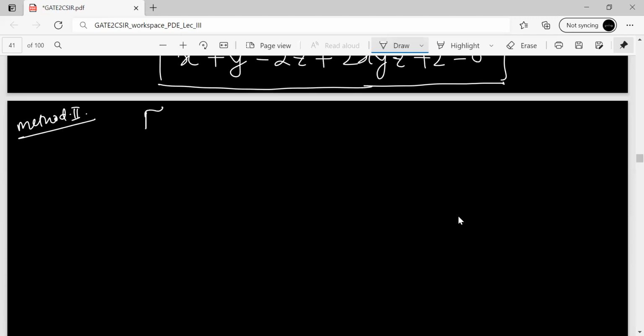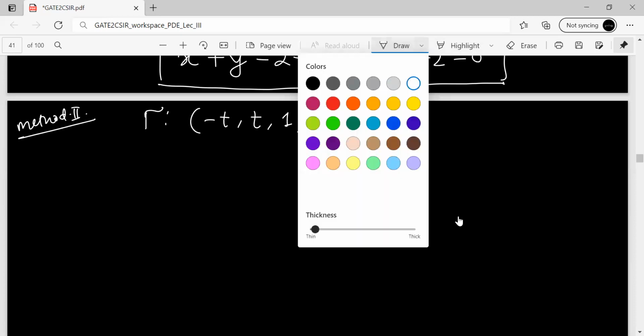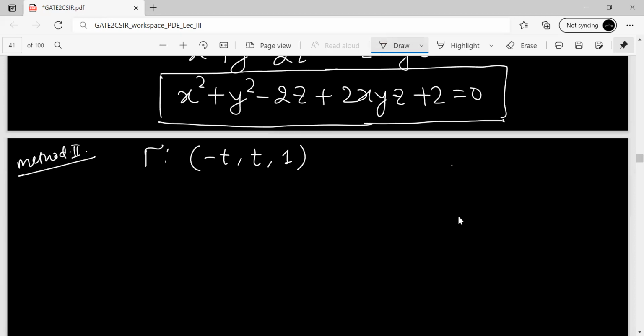So once you parameterize the curve, this is your minus t, t, or 1. You can put any one t, so it doesn't matter. Even if you put x equal to t and y equal to minus t, still you will end up with the same surface. So you don't have to worry about it. Now let's see what I have got.